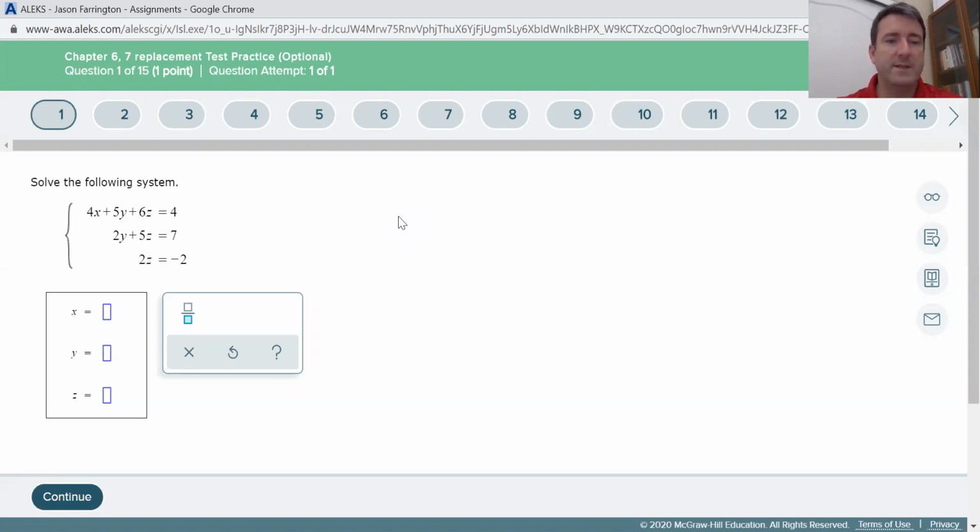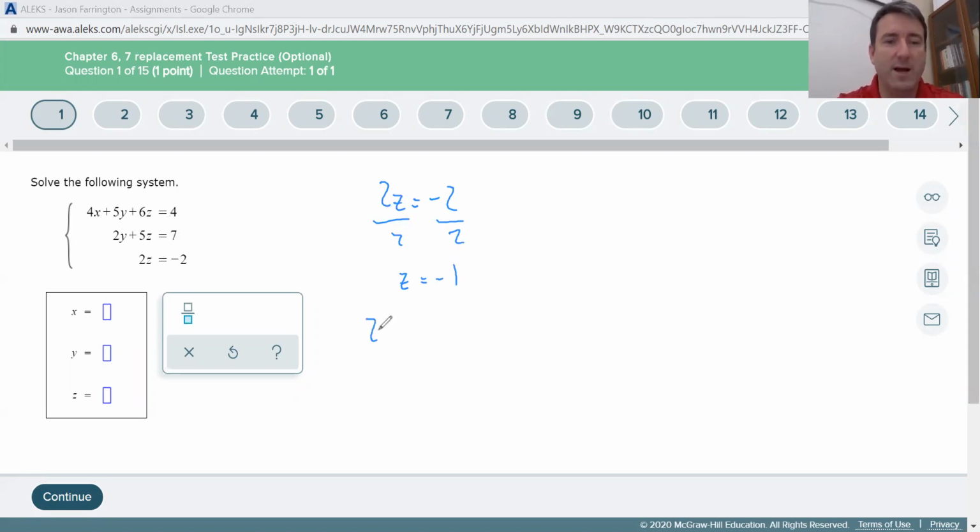So question number 1 says, solve the following system. Now notice here that we've got this z by itself. We don't have an x or a y in this. So this is where we're going to start. 2z is equal to -2. So if we divide both sides by 2, we're going to get that z is equal to -1. And then we're going to use that to solve for y using this equation.